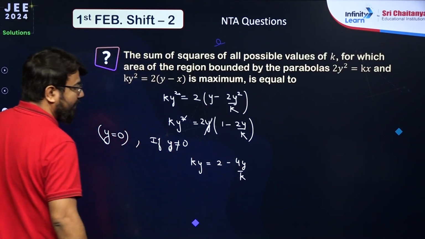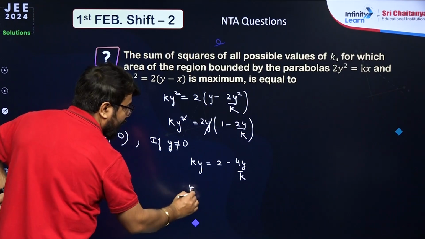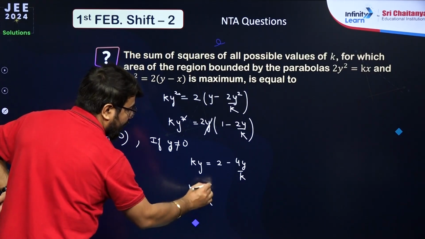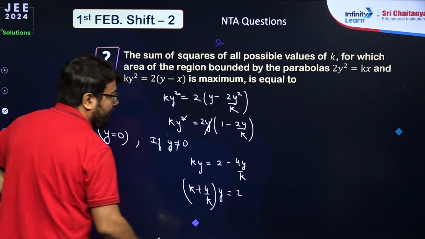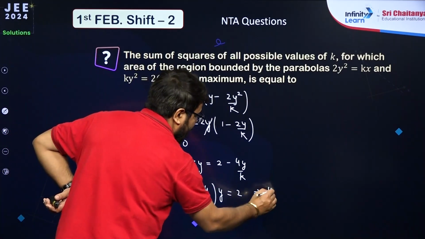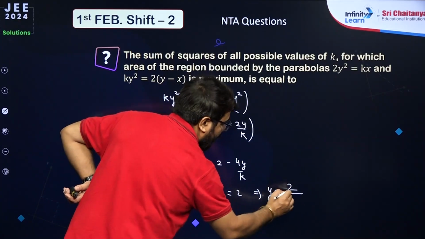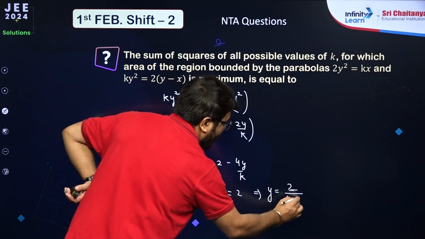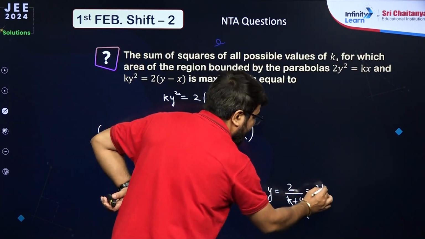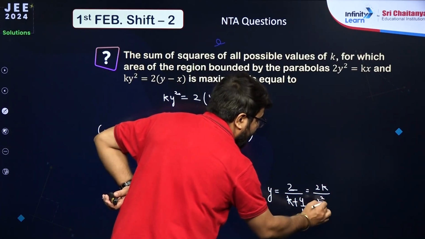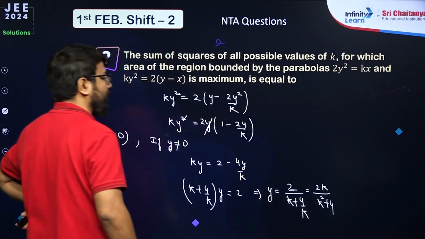I can bring all the y to one side. So that will become k plus 4 over k, times y, and this is equal to 2. So if I want to get the value of y in terms of k, that will be 2 over k plus 4 by k. If I simplify this, it will be 2k over k square plus 4. This is the value of y that we have got.